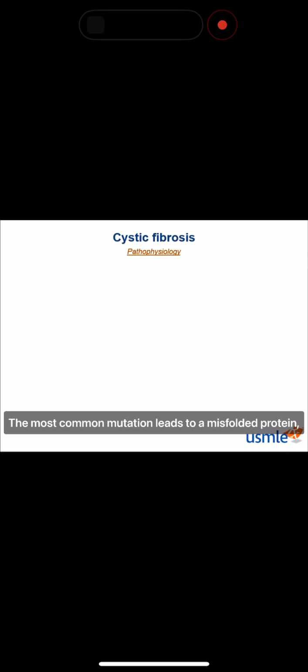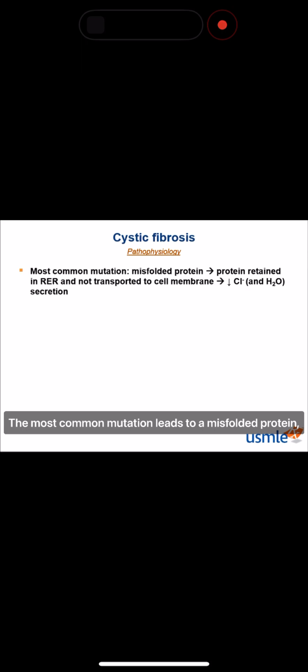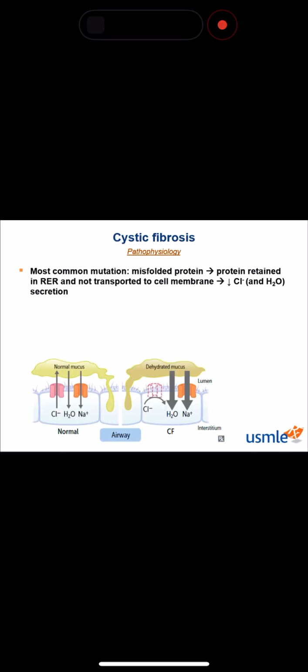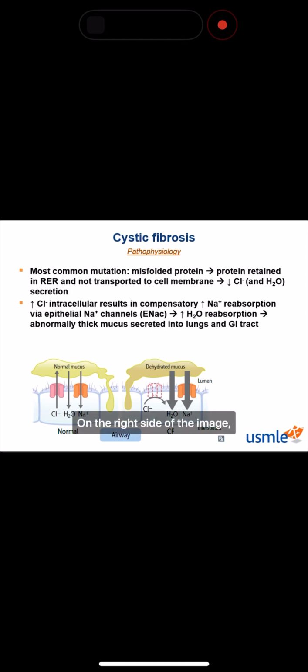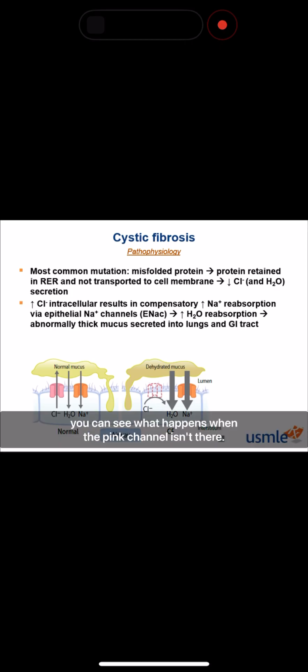The most common mutation leads to a misfolded protein, and so the protein gets retained in the rough endoplasmic reticulum and it's not transported to the cell membrane. As you can see in this image, the pink CFTR channel is necessary for chloride secretion in the airway. So what happens? There's going to be decreased chloride and water secretion. On the right side of the image, you can see what happens when the pink channel isn't there.